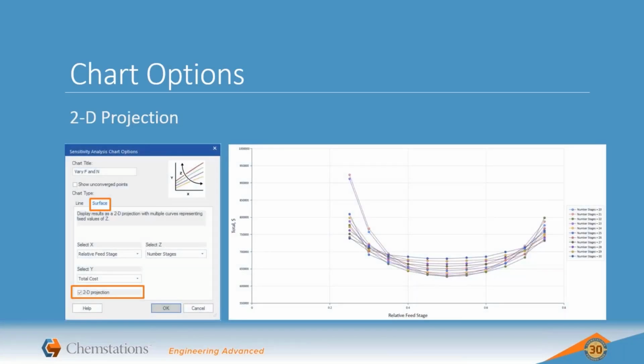When the 2D projection option is checked in surface, the recorded variable is instead plotted in 2 dimensions to show the effect of changing the first independent variable for fixed values of the second independent variable. Before the implementation of the surface in this version of ChemCAD, this chart was the only chart type available for visualizing the results in ChemCAD 7 and earlier when varying 2 independent variables.